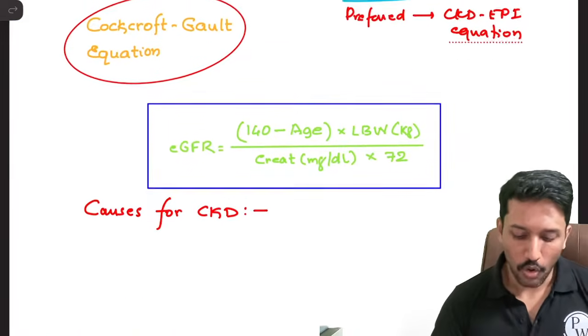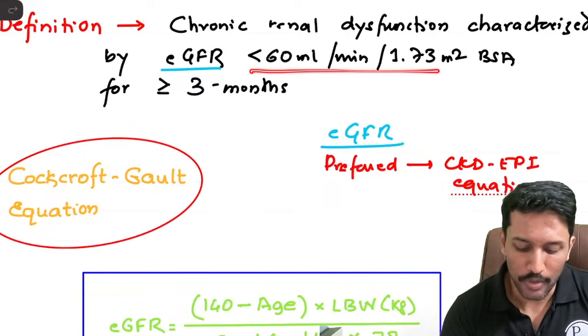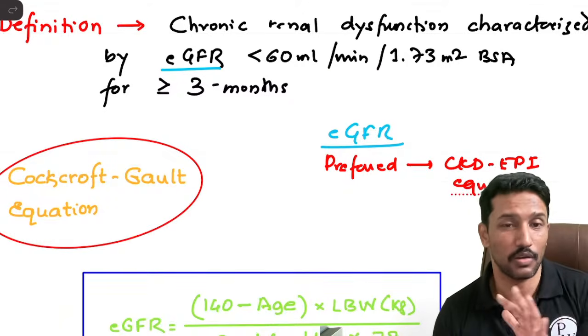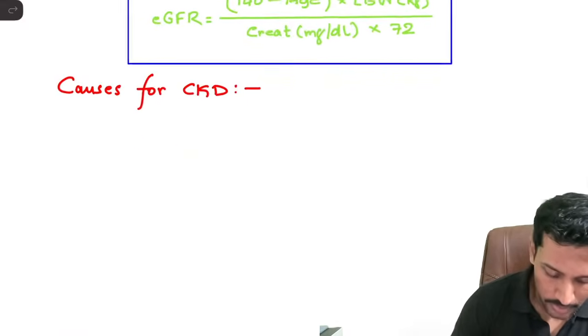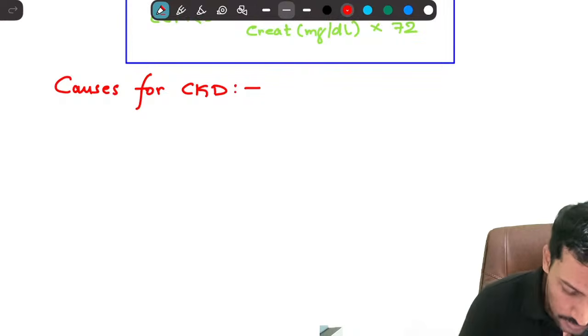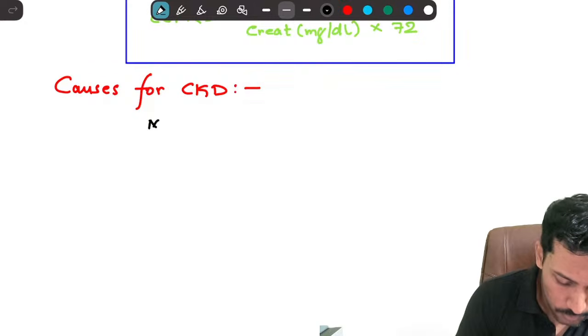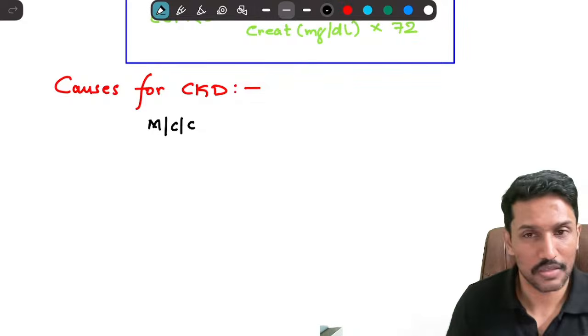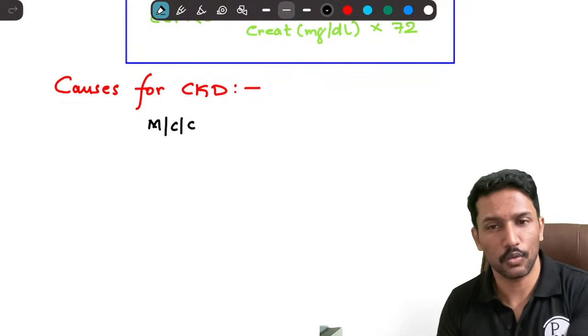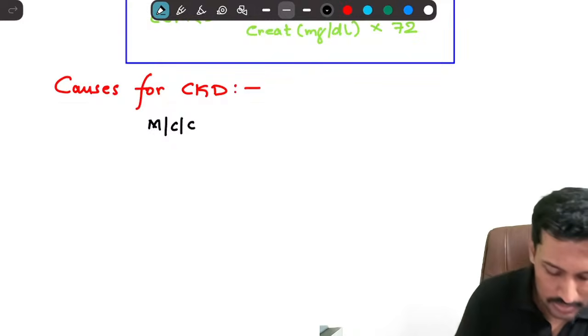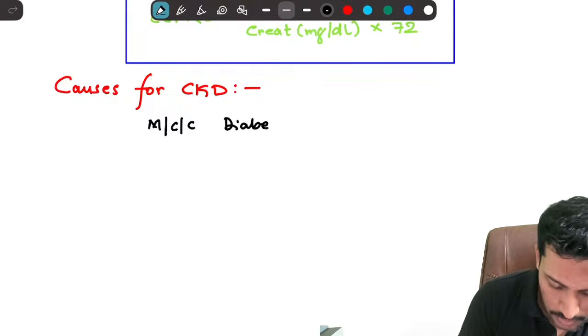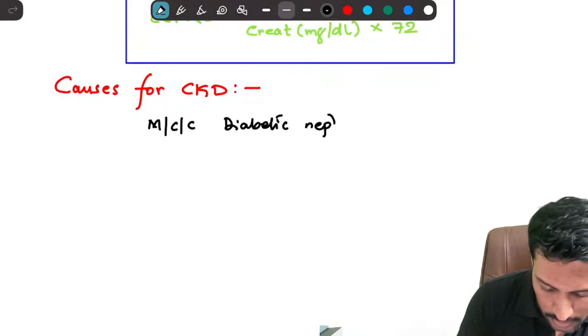Okay. Now, what causes the GFR to go below 60 ml for 3 months or higher? What are the common causes for CKD? Well, when it comes to India, in fact not just India, the rest of the world, the most common cause for persistently low GFR, what we can call CKD, is diabetic nephropathy. Diabetic nephropathy is the most common cause for CKD.